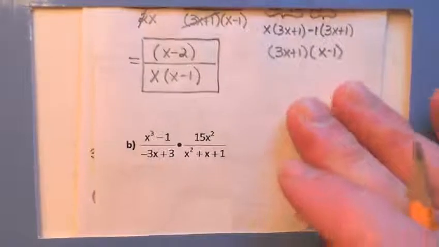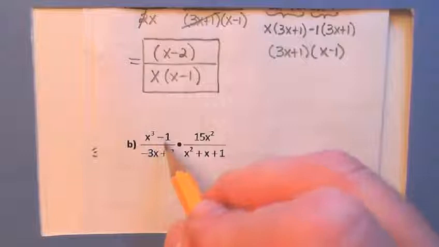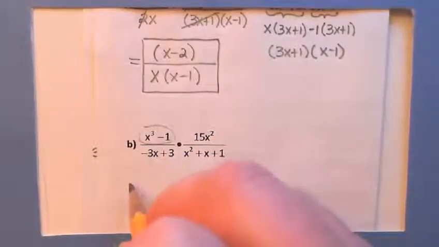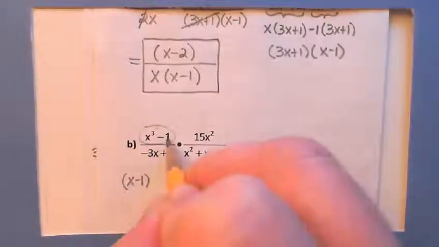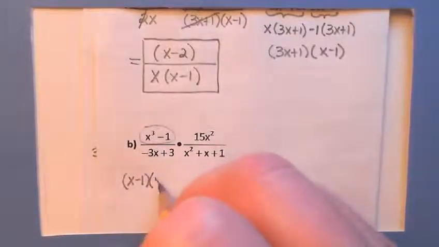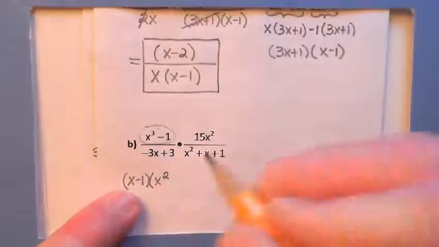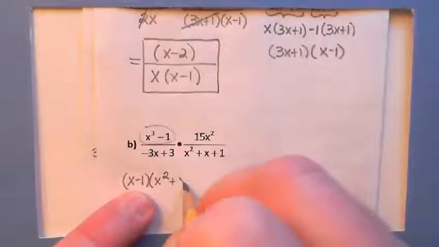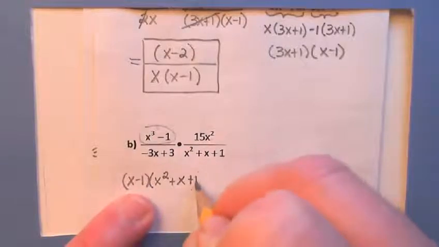In this one, let's go ahead and try to factor. And if I notice, this is a special factor. So this would be x minus 1, because the cube root of x cubed is x. The cube root of 1 is 1. And then this would be, you take the first one raised to the square, so x squared, plus 1x, or just x. And then you take the second one raised to the square, it would be plus 1.